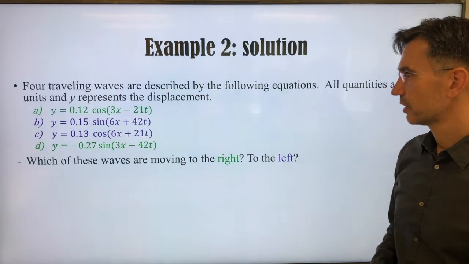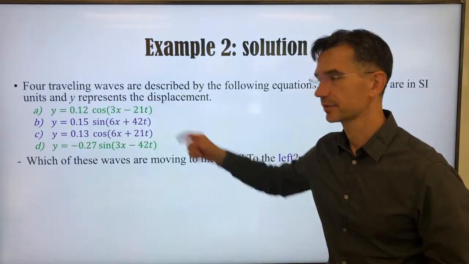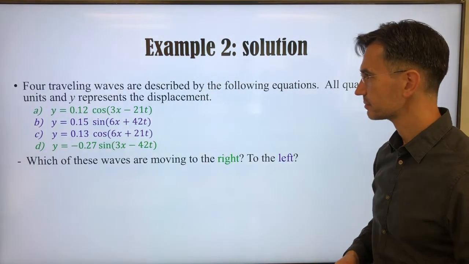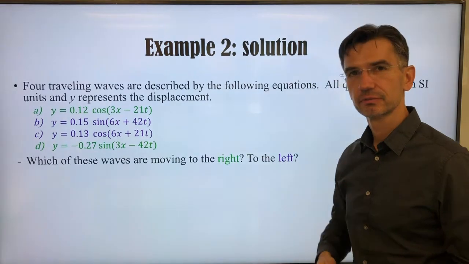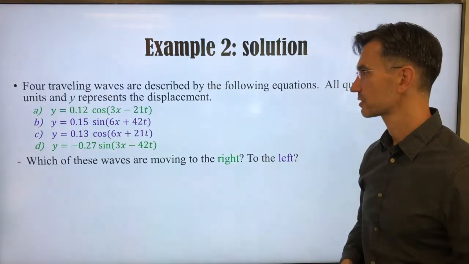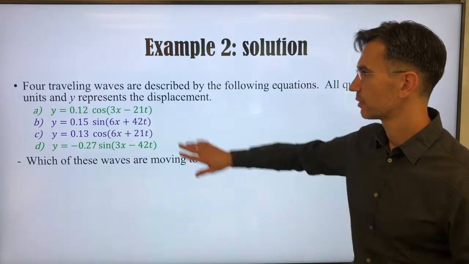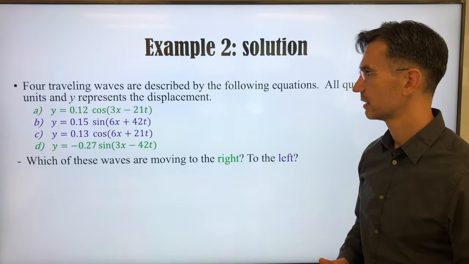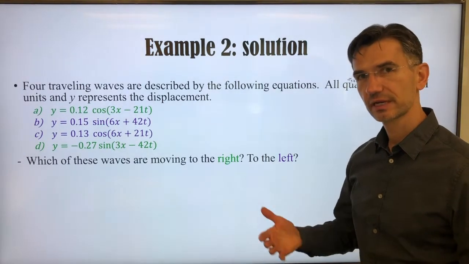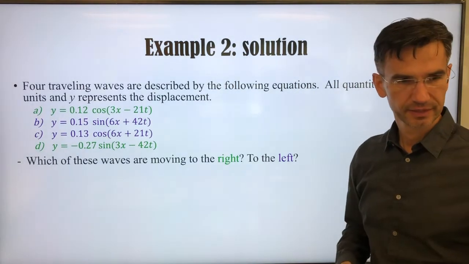We already saw that the direction of the wave depends on the sign in front of the time parameter. So negative signs in front of time give us waves moving in the positive x direction. So A and D are waves moving to the right, whereas positive signs in front of the time argument give us propagation in the negative x direction. So B and C are moving to the left.